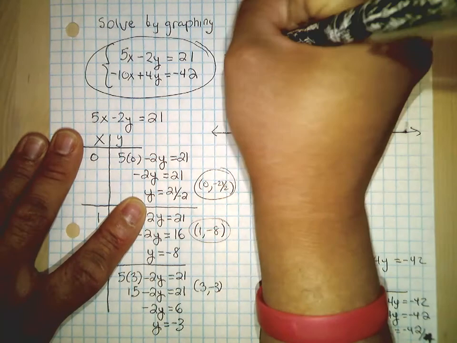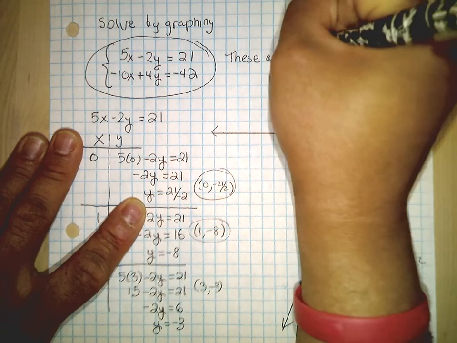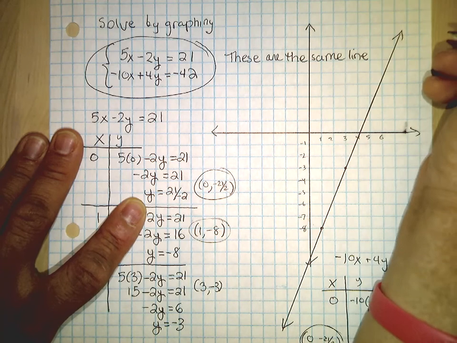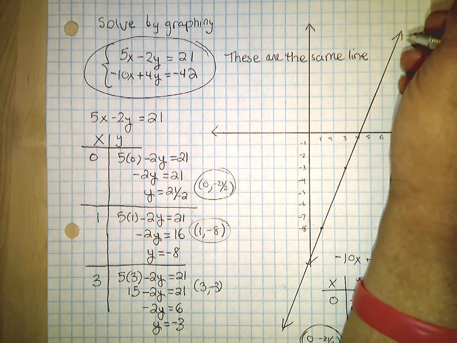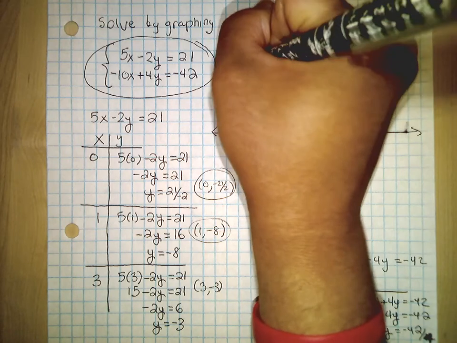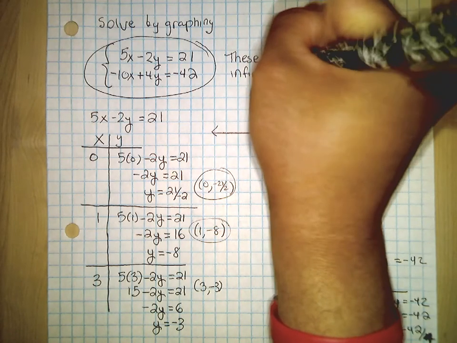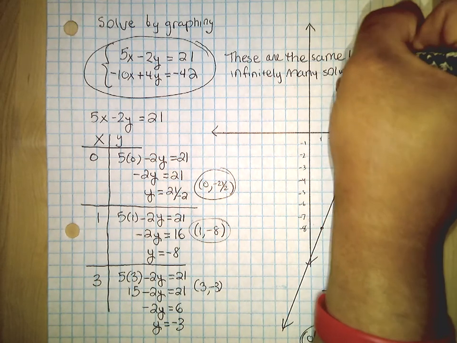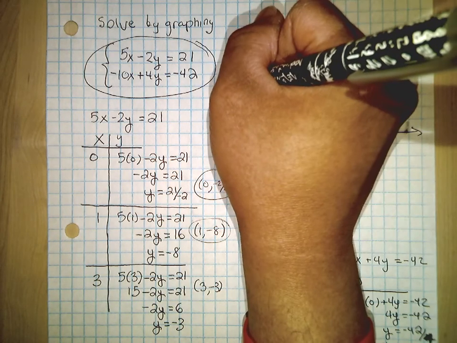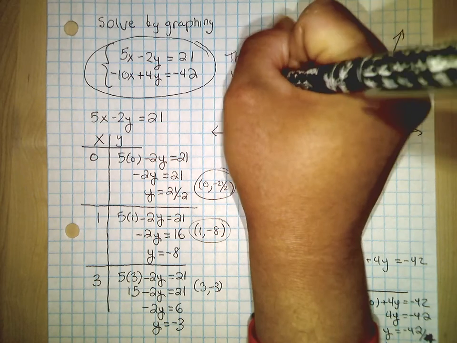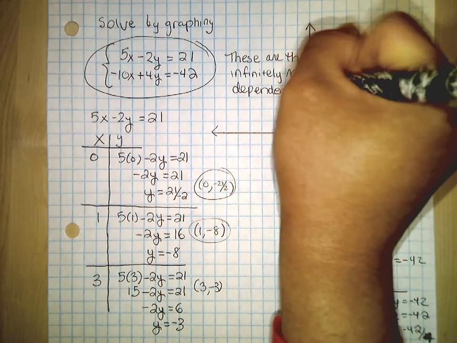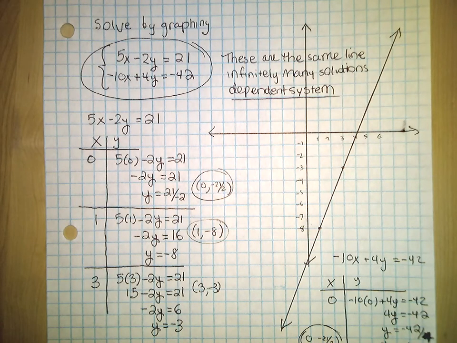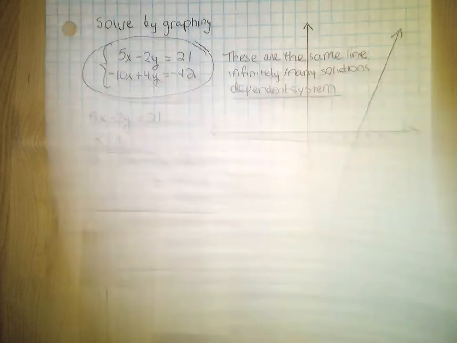So these are the same line. All right, so that means that there are infinitely many solutions, and that means that this is a dependent system. All right, so there is that example.